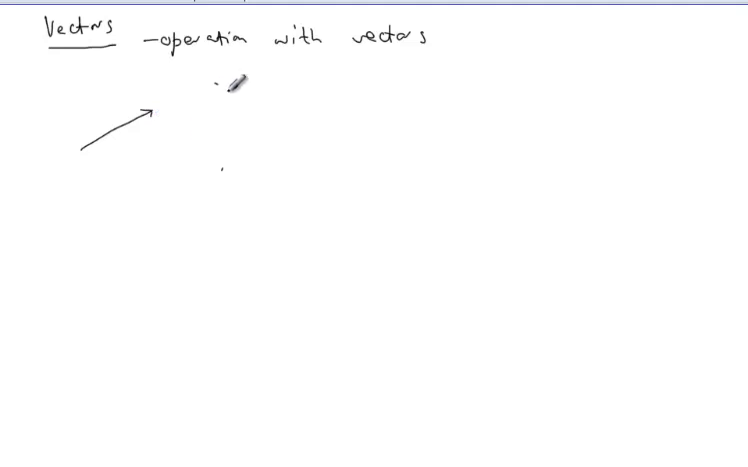We've got directed segments. So this vector, I can call it A, and this vector is B. If I've got two vectors like that, and I want to add them, how do I add them?